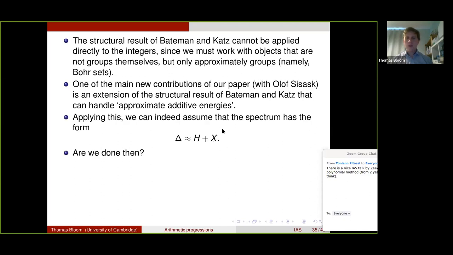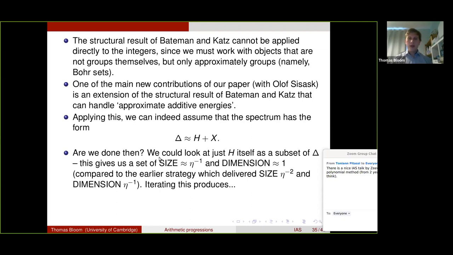But the takeaway is, again, we can assume that the spectrum has this form: delta equals H plus X. Okay, so are we done? What can we do with this decomposition? We could look at H itself as a subset of delta. So now we have a set of size epsilon to the minus one and dimension big O of one. And again, we've gained and lost here. We've gained a factor of eta in the dimension. We've lost a factor of eta in the size. Does this gain anything? No, you still get n over log n. At this point, the trade-offs exactly cancel each other out and you still don't get past the logarithmic density barrier.